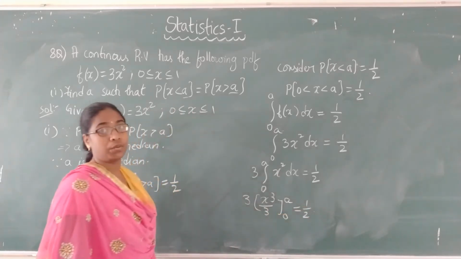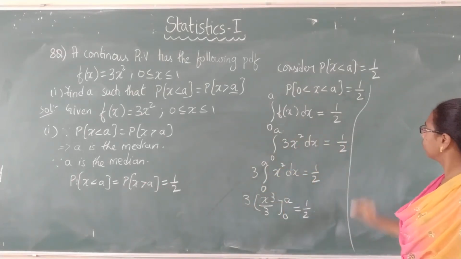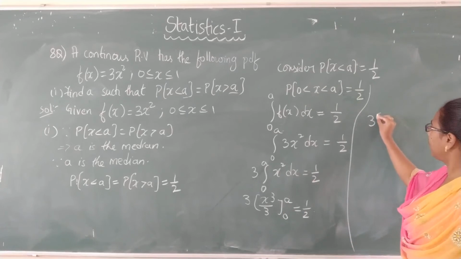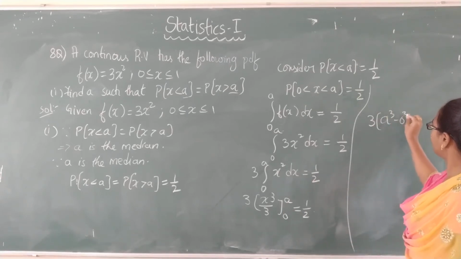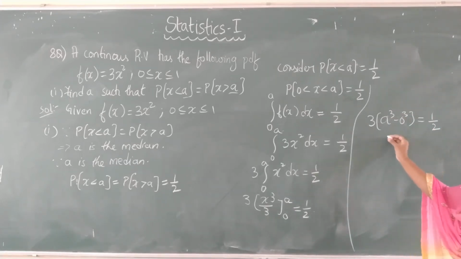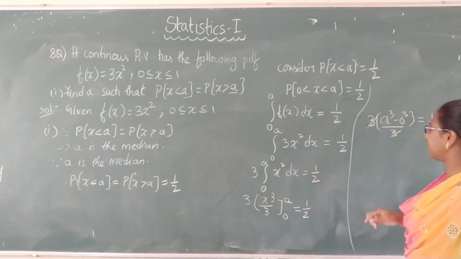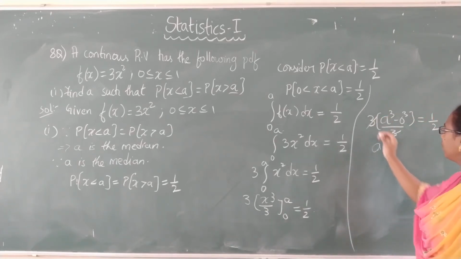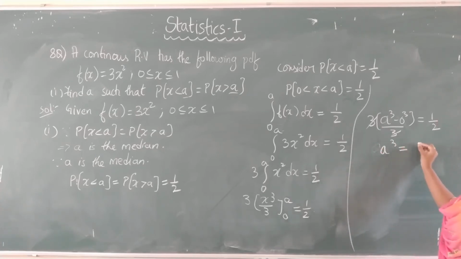Now 3 into, upper limit is a, so a cube minus 0 cube equals 1 by 2. So here 3, and we have 3 also here, 3 and 3 get cancelled, so that we will be getting a cube equals 1 by 2.